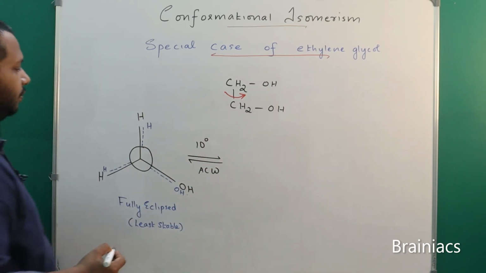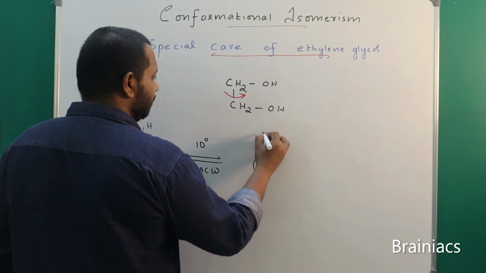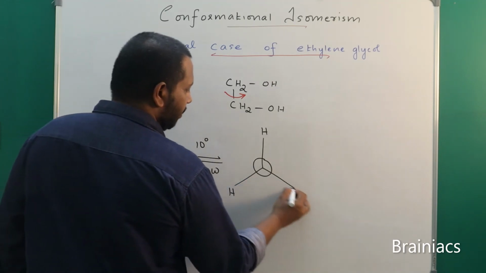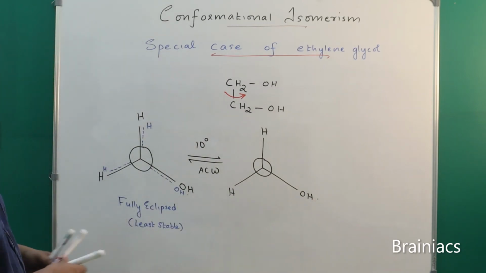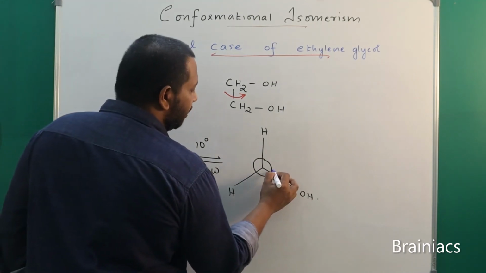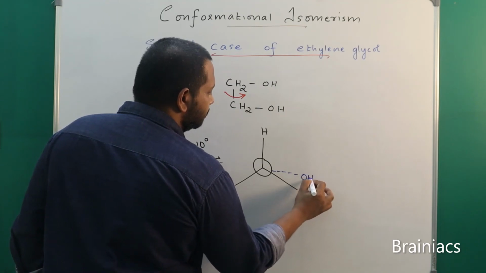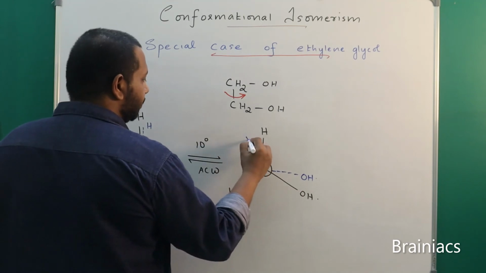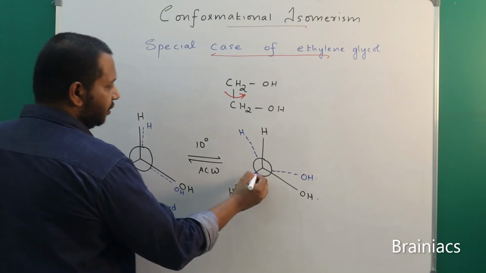So how does this figure further look? It will be like this. You have hydrogen, and here also you have hydrogen, and here you have OH. Correct. Now if you see here, when it is rotated anti-clockwise some 10 degrees, the OH will come here. And here also hydrogen will come here. And here also it will come somewhere here.